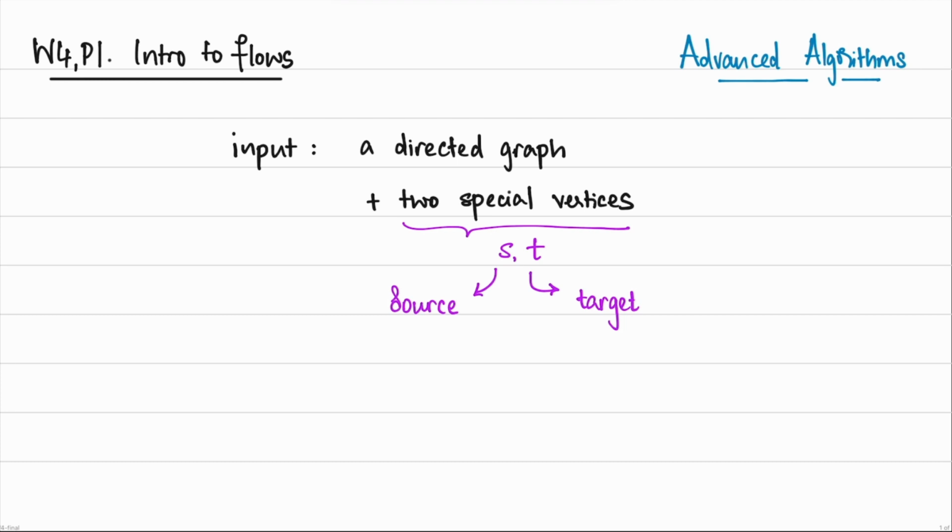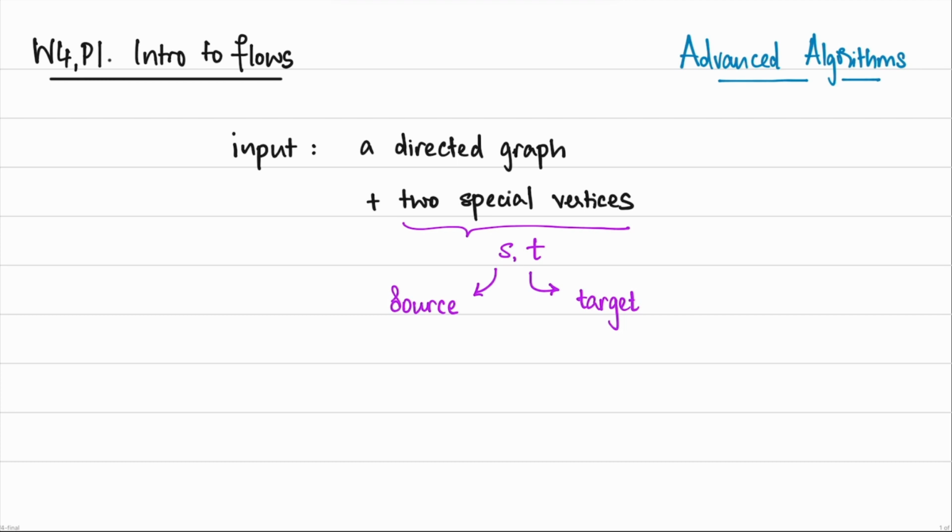We might sometimes call them the source and the target, respectively. And what we want to know, at least intuitively speaking, is the maximum rate at which some resource can be pushed from S to T across the network.